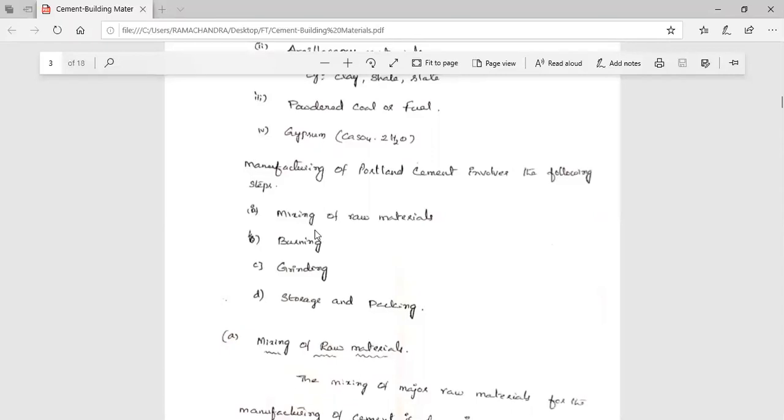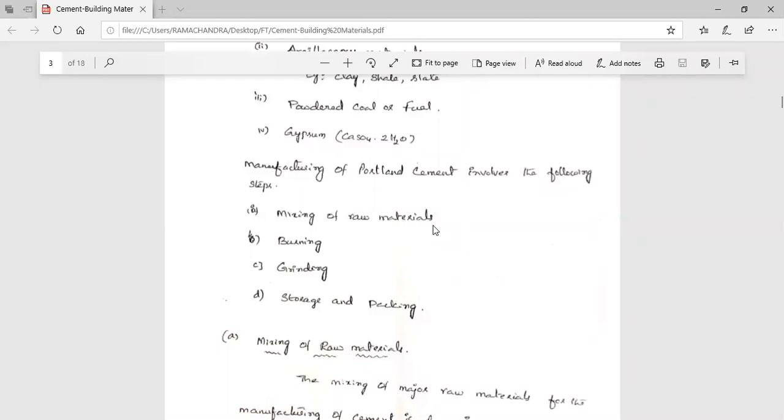So let's see the first one. That is mixing of raw materials. In the first step itself, we mix the raw materials we require for manufacturing of Portland cement. So that is the mixing process. The first step is mixing of raw materials.